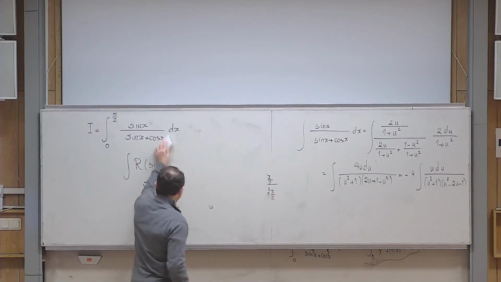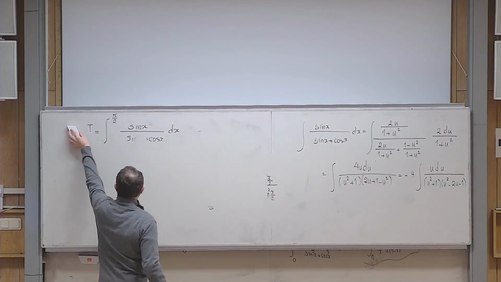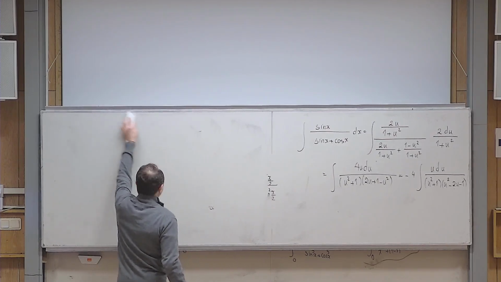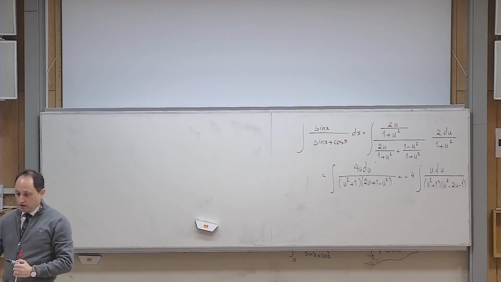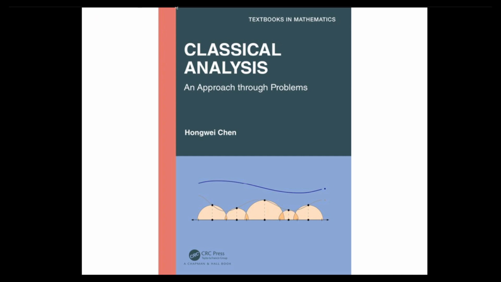nearly 1 year or 1 year and a half ago, I got to know a book. Let me show you the book. This is the book, Classical Analysis: An Approach Through Problems by Hong-Wei, if I can pronounce it correctly, or Hong-Wei Chen.